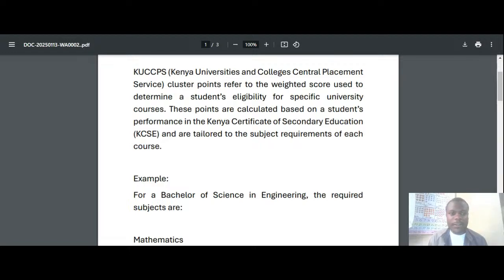So you can find that students have a C plus and above, and they qualify for education science, but you'll find one of the students is able to join KU, but another student is not able to join KU, yet all of them have a C plus and above, and they meet all the subject requirements for education science. So the cluster points is what determines.